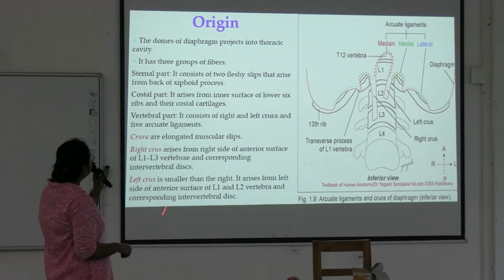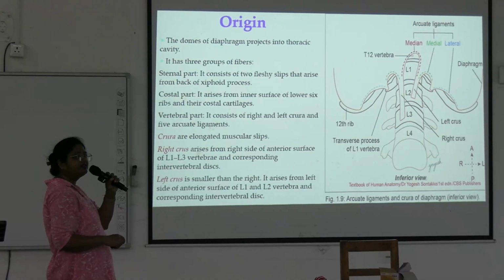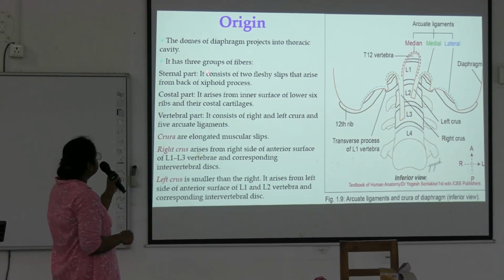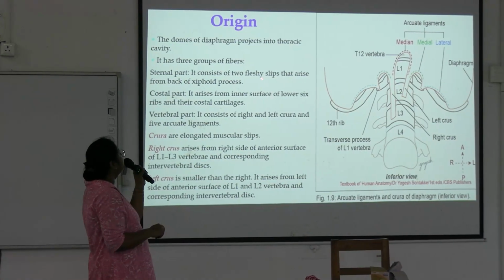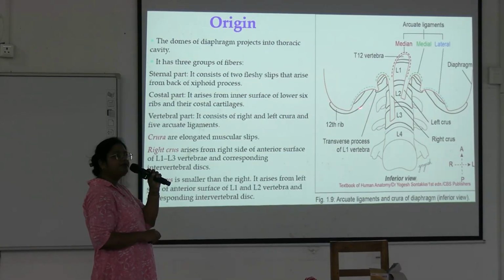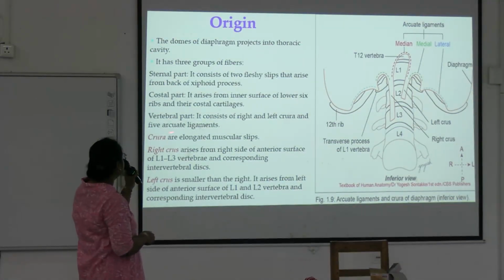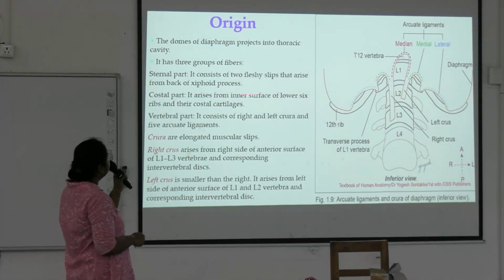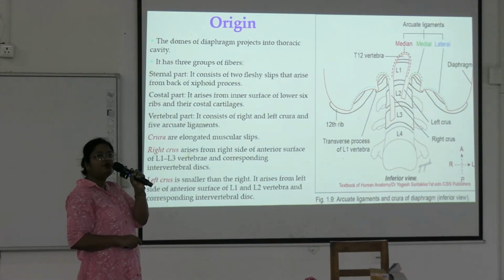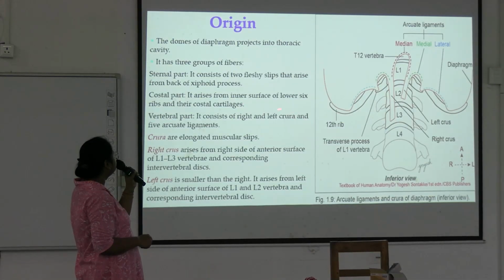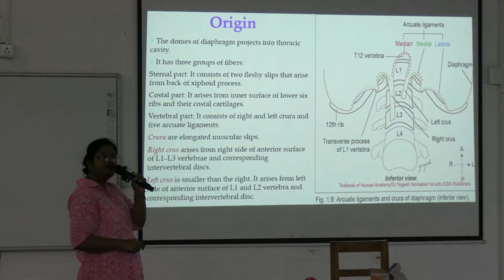Okay. It has three groups of fibers of origin: sternal origin, costal origin, and vertebral origin. Sternal origin consists of two fleshy slips that arise from the back of the xiphoid process. Costal part arises from the inner surface of the lower six ribs and their costal cartilages. Next is the vertebral origin. It consists of right and left crura and five arcuate ligaments.